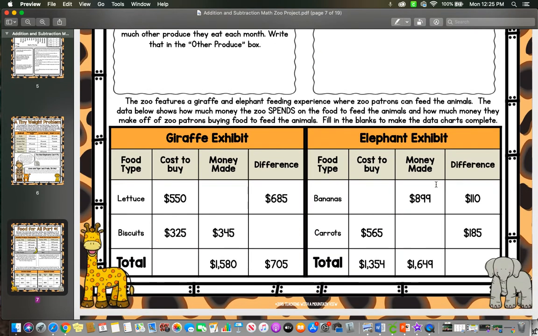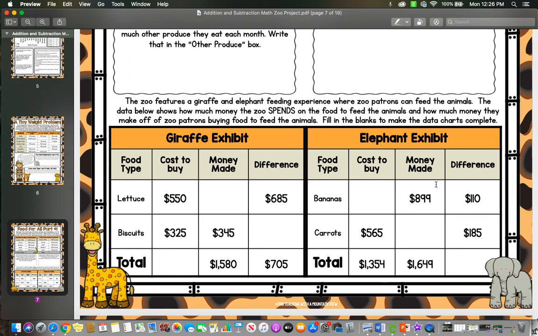The zoo features a giraffe and elephant feeding experience where zoo patrons can feed the animals. The data below shows how much the zoo spends on the food to feed the animals and how much money they make off of zoo patrons buying food to feed the animals. Fill in the blanks to make the data charts complete.